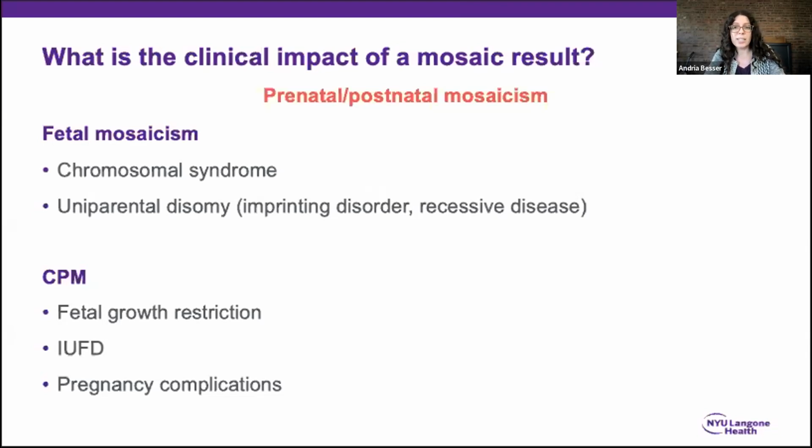Confined placental mosaicism, usually less concerning, but can still lead to increased risks of fetal growth restriction, demise, or maternal complications. And these usually are the risks that people think about when we talk about mosaic embryos, because for many years, this was really the only data that we had about mosaicism.